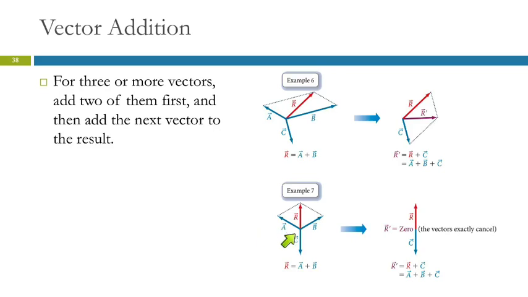Here in example 7, we have A, B, and C are the same magnitude, and they're going off in directions that are equally spaced. So if we add these two, A and B, we get this vector R. If we add R to C, those cancel out, and the vector is 0. So this would be nonpolar because the vectors all add to 0.